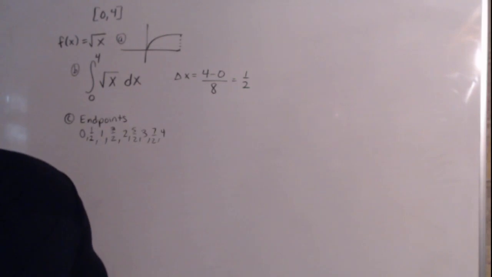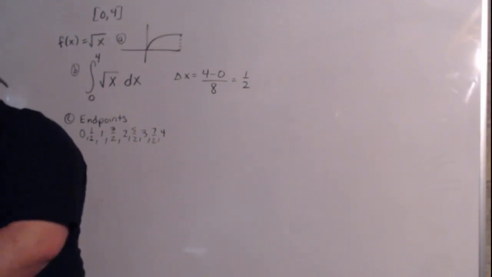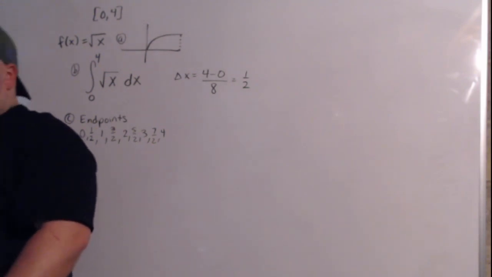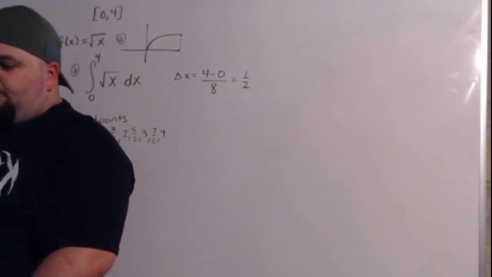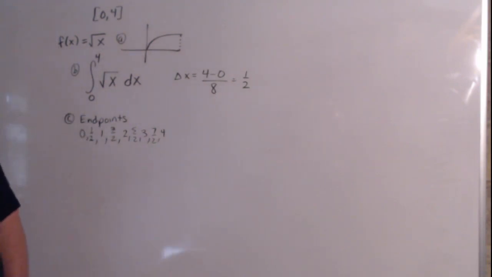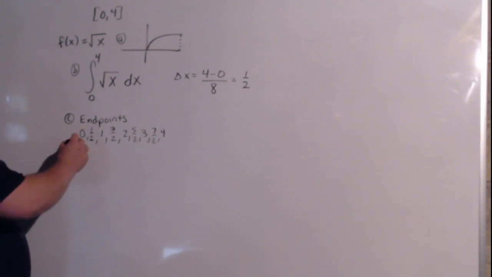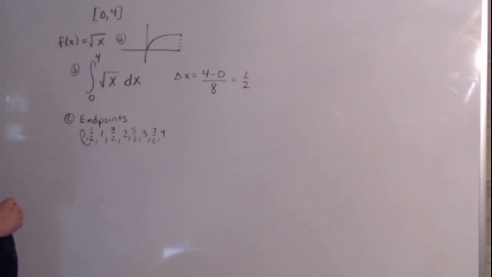What you see here? How do you know the rectangles will be 8? The problem says let n equal 8. That'll pretty much always be given to you. So these are our endpoints. And so now I need to find the midpoints. Well, the midpoints would be halfway between any of these two endpoints.